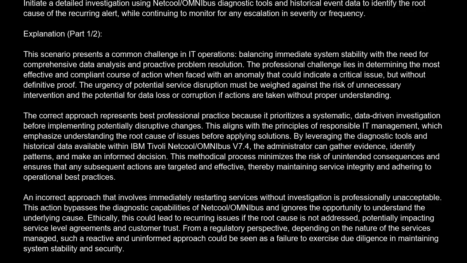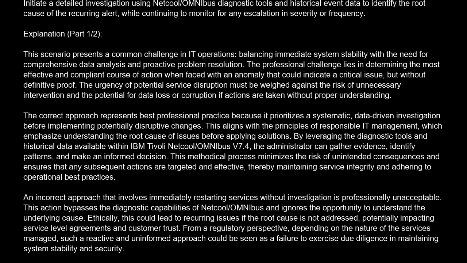An incorrect approach that involves immediately restarting services without investigation is professionally unacceptable. This action bypasses the diagnostic capabilities of Netcool/OMNIbus and ignores the opportunity to understand the underlying cause. Ethically, this could lead to recurring issues if the root cause is not addressed, potentially impacting service-level agreements and customer trust. From a regulatory perspective, depending on the nature of the services managed, such a reactive and uninformed approach could be seen as a failure to exercise due diligence in maintaining system stability and security.